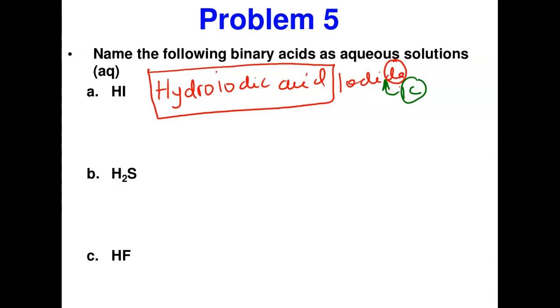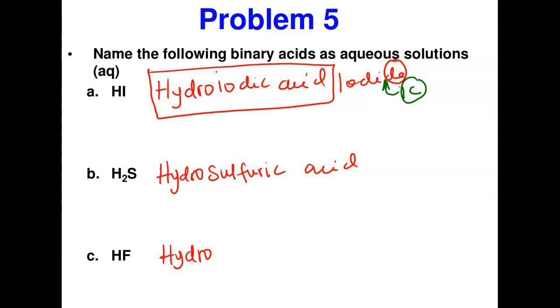If you apply this to the other one, this is still a binary acid, two elements, hydro, sulfuric acid. If we take that to this one too, again, this is hydro.